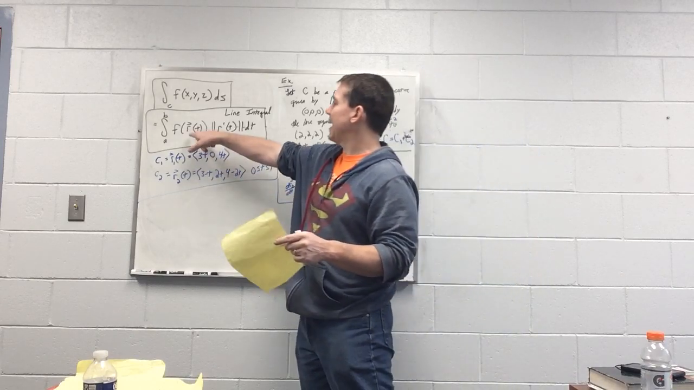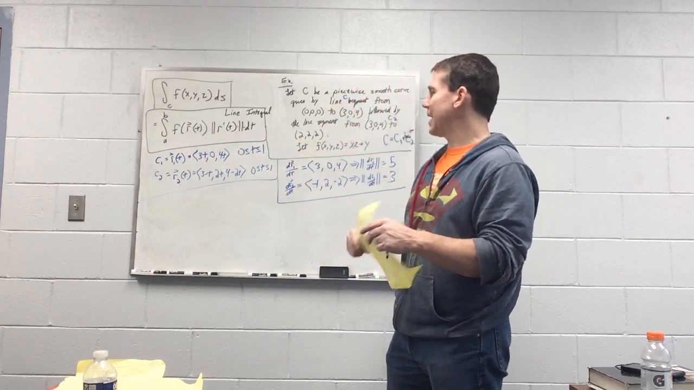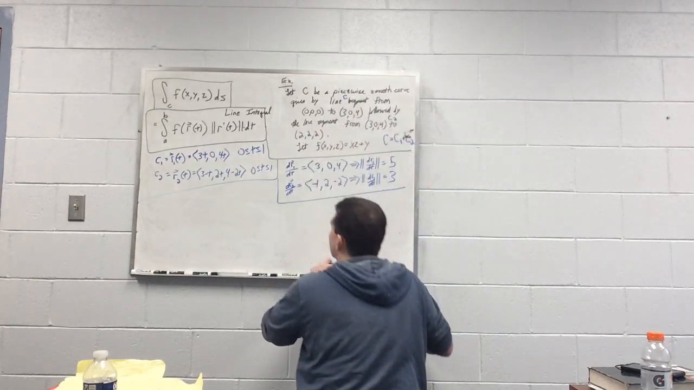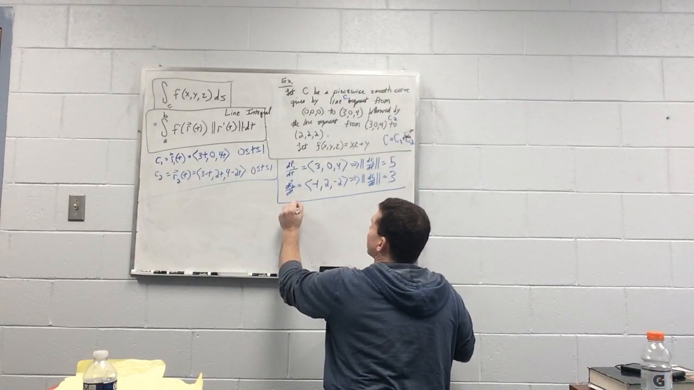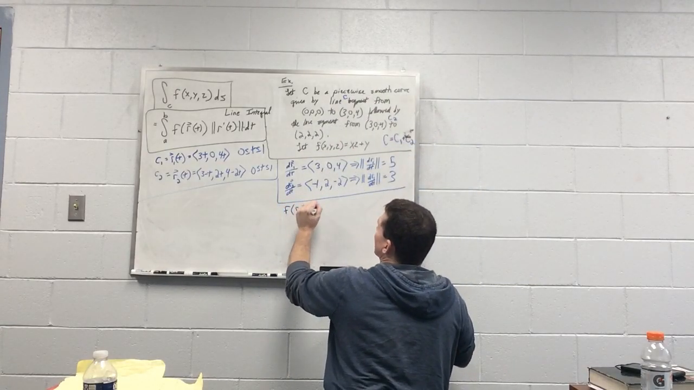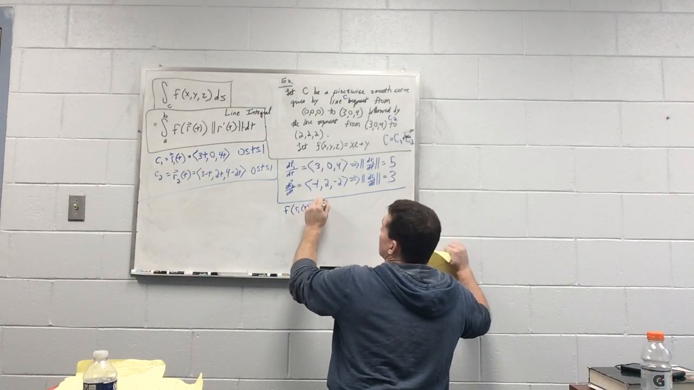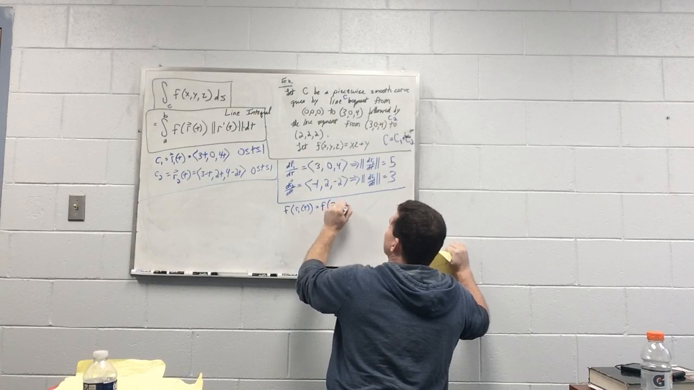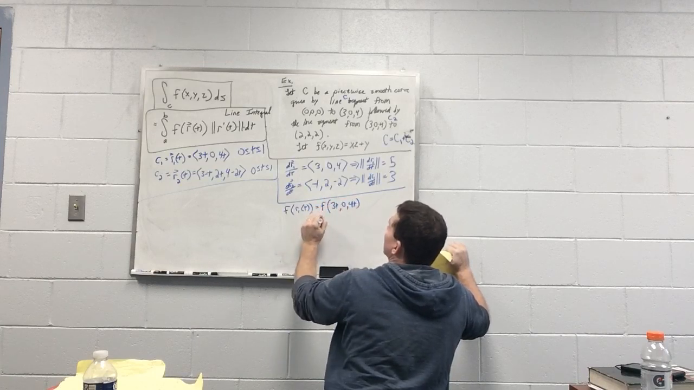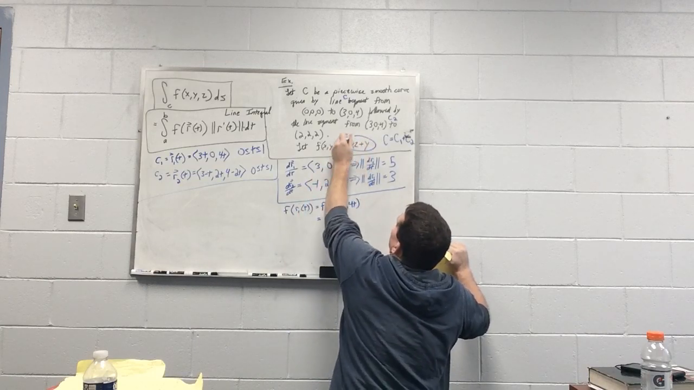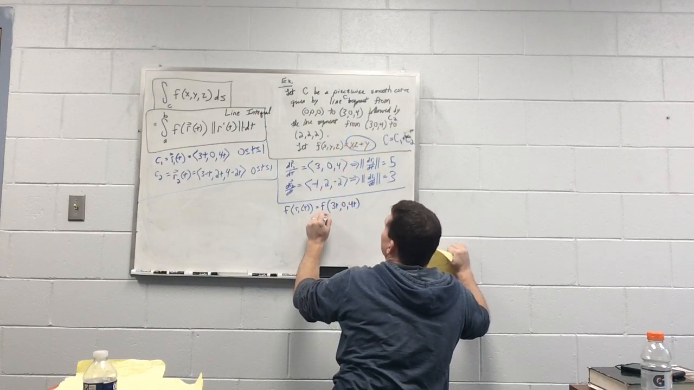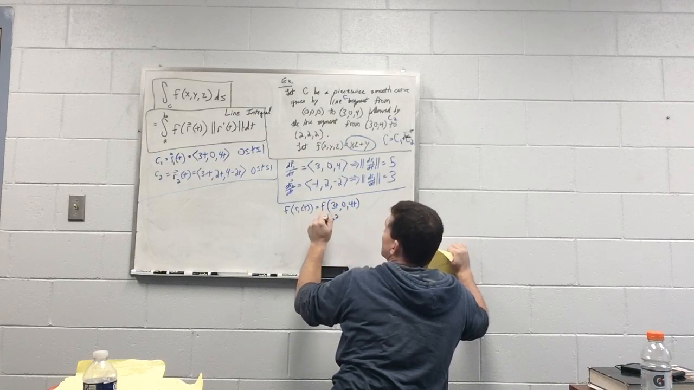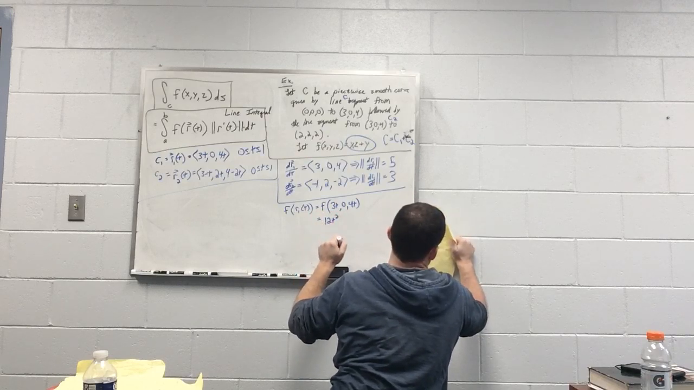Now I need to find f of r of t, but keep in mind I'm going to have to do this twice. So we'll do f of r sub 1 of t, which is f of ⟨3t, 0, 4t⟩. F is xz plus y, so that will be 3t times 4t, which is 12t squared, plus y, which is 0. So it's 12t squared.